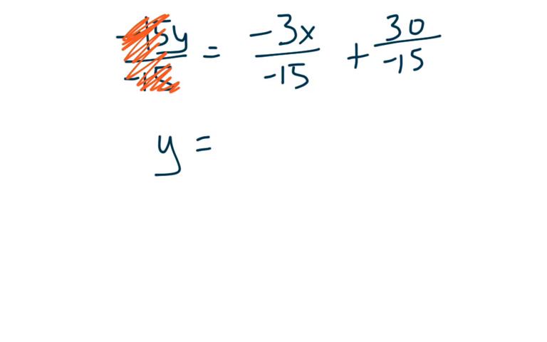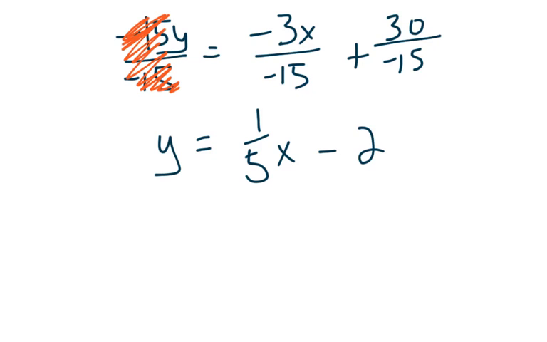If you put that in your calculator and let it reduce it, which if you don't know how to do that, ask me and I'll show you how to. Or you can reduce it in your head. 3 goes into 15 5 times, so this is going to reduce to 1/5 x. And then 30 divided by negative 15 is going to be negative 2. So our equation is y equals 1/5 x minus 2. Again, much smaller numbers, much easier to graph.